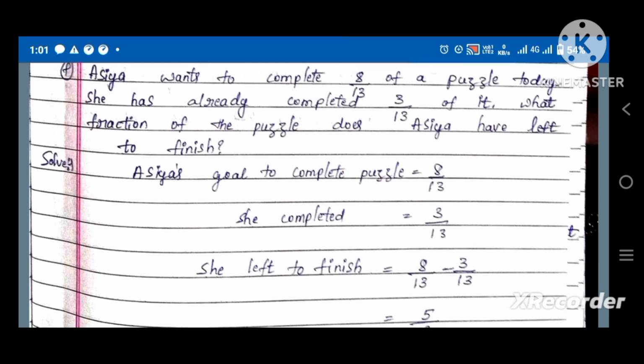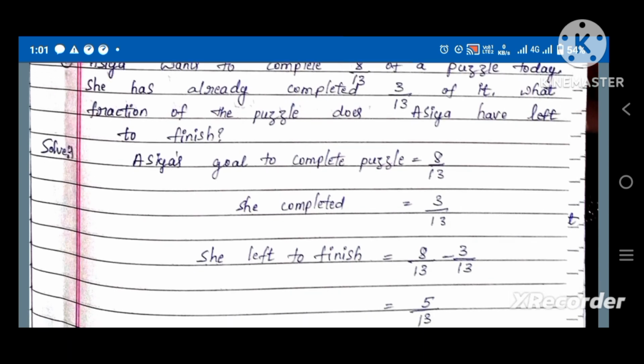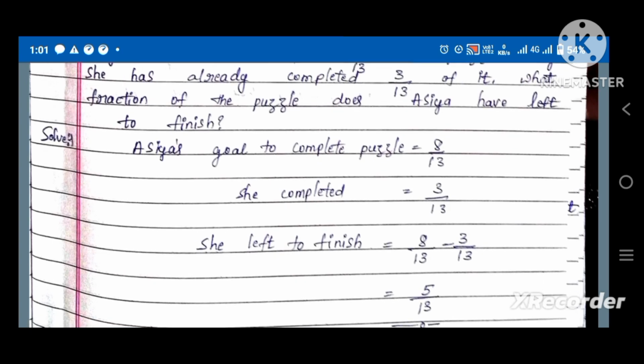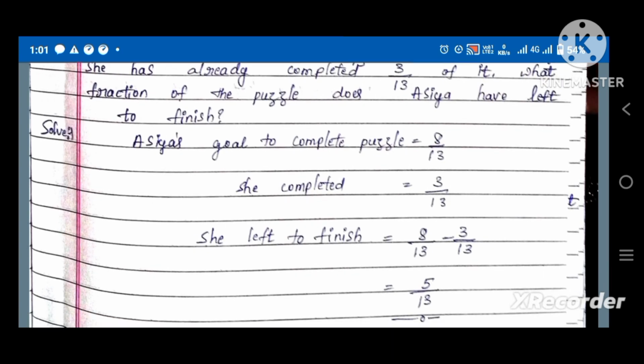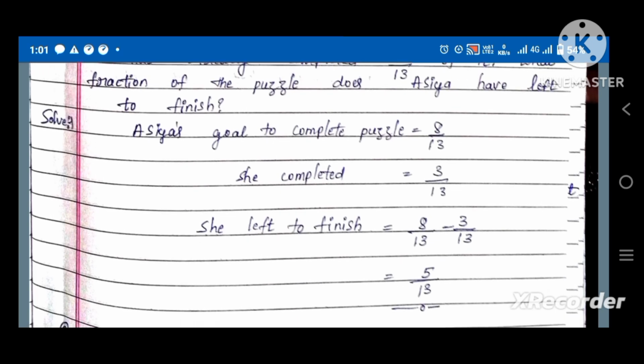Solve. Asia's goal to complete puzzle is equal to 8 by 13. She completed 3 by 13. She left to finish is equal to 8 by 13 minus 3 by 13 is equal to 5 by 13.